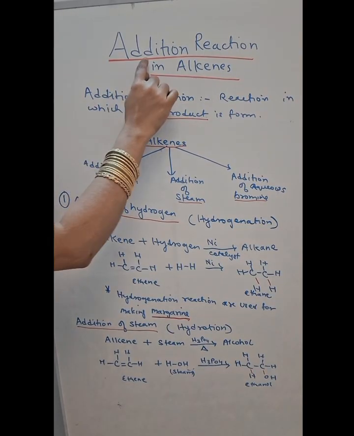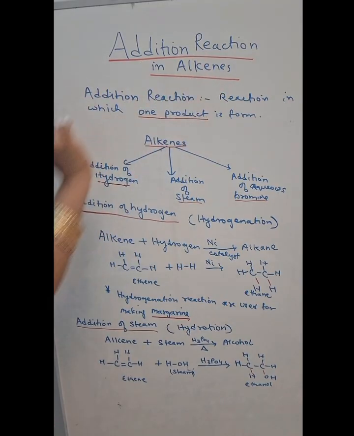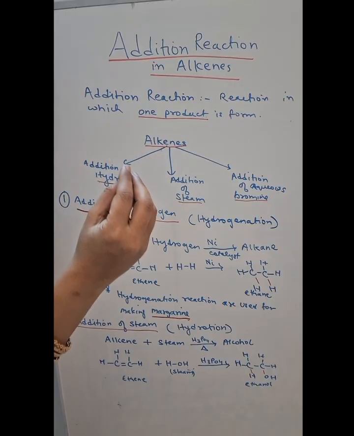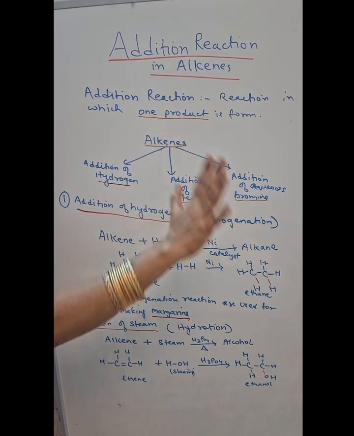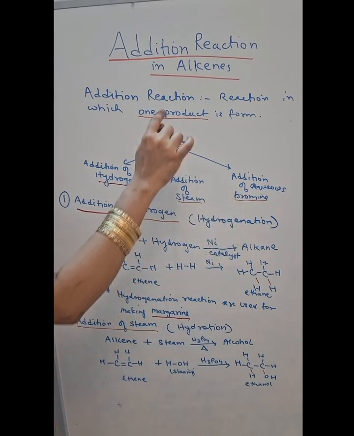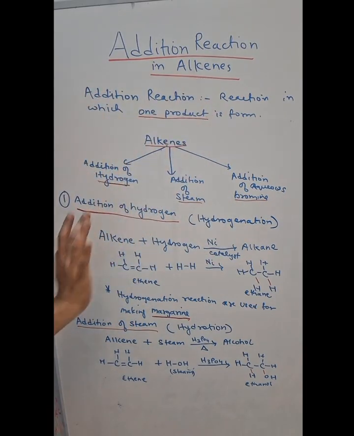Today we will study addition reaction in alkenes. Okay. So what is addition reaction? Addition reaction is the reaction in which only one product is formed. And which type of hydrocarbon shows addition reaction? Addition reaction is shown in alkenes.